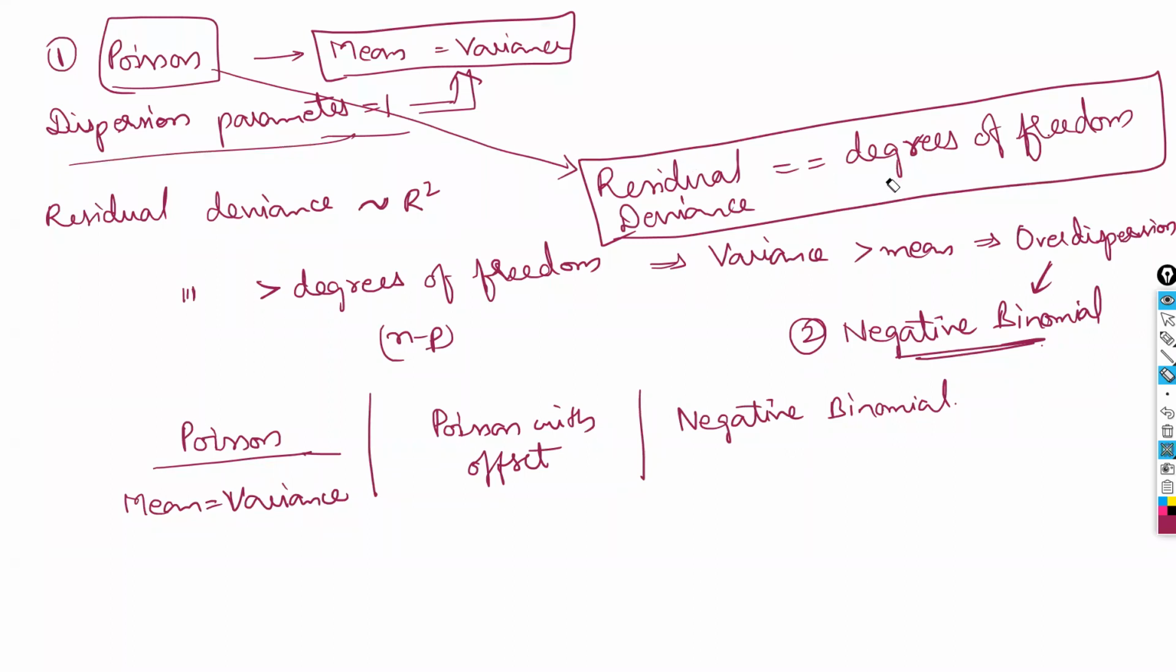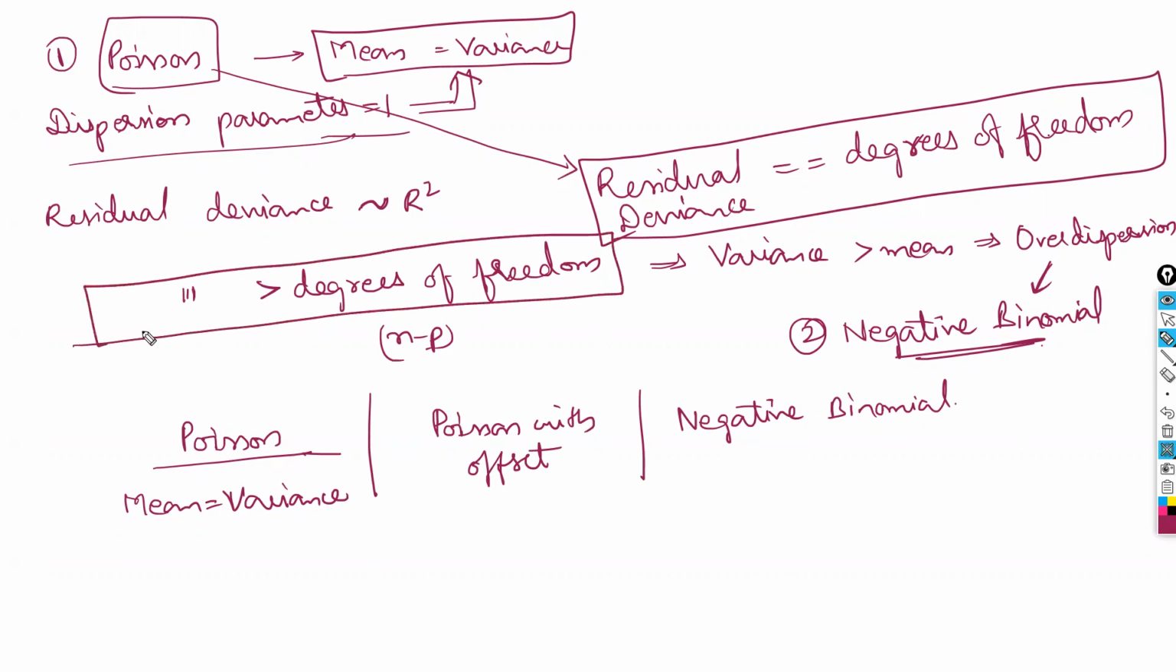Then that means you are running Poisson regression. However, if residual deviance is greater than degrees of freedom, that means variance is greater than mean, over dispersion, and you proceed further with negative binomial. These things are clear: variance greater than mean. Now this Poisson with offset is something which we all should be very aware of.